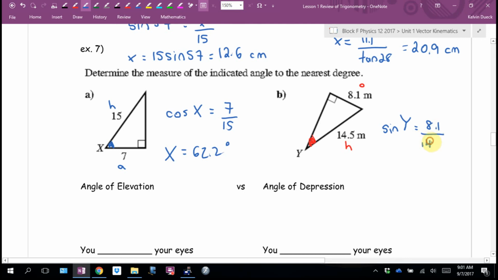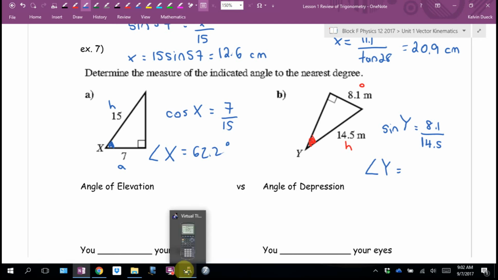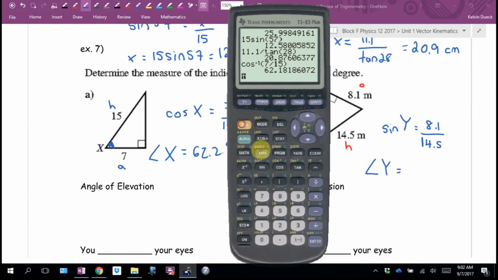8.1 over 14.5. By the way, there's a symbol for angle, so sometimes you may see them put that little symbol in front. That's angle Y. It's sort of like an L that's been stepped on. It's meant to look like an angle. 8.1 divided by 14.5. And I get 33.96. You know what? If I go to 1 decimal place, it's going to be 34.0. Yes?